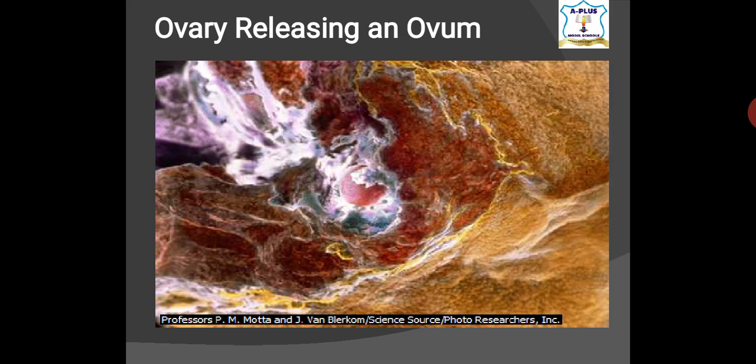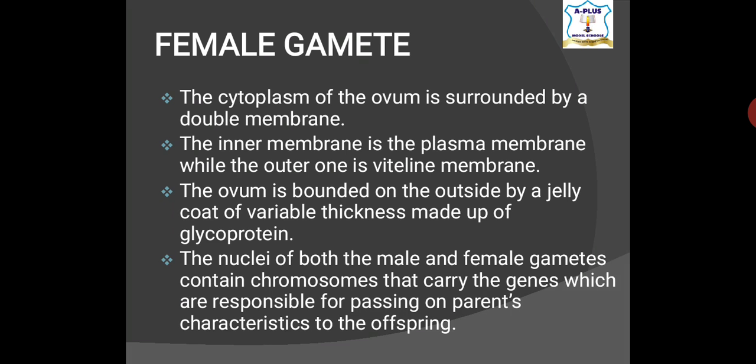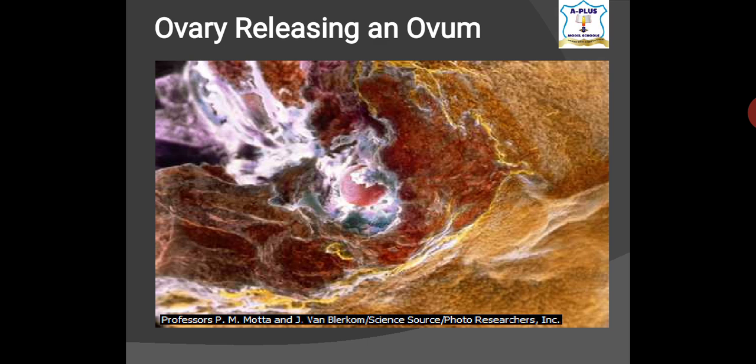Now this is a typical diagram of how an ovum looks like. You can see the ovary releasing an ovum, which is the egg in the reproductive system of a female animal.